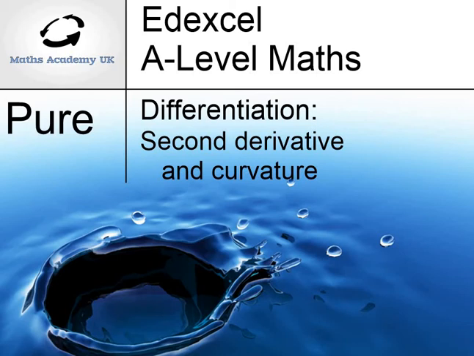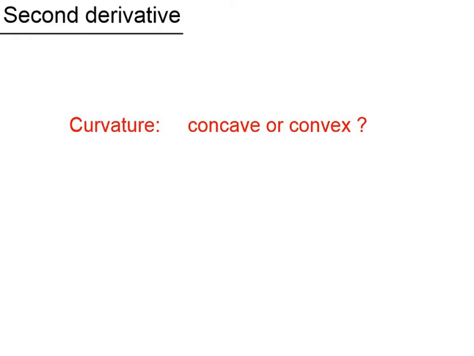The second derivative and curvature. We can use the second derivative to work out if a curve is completely concave or completely convex, or a combination of both.